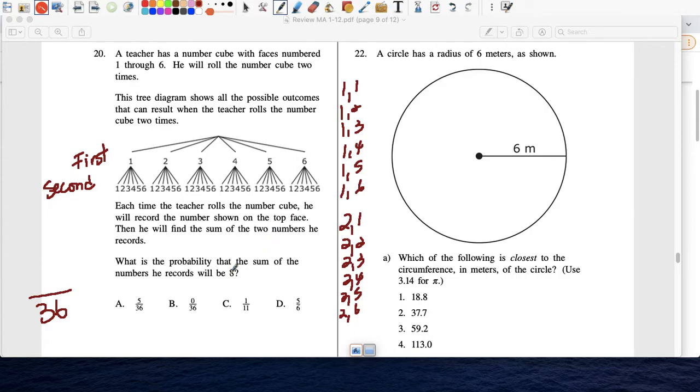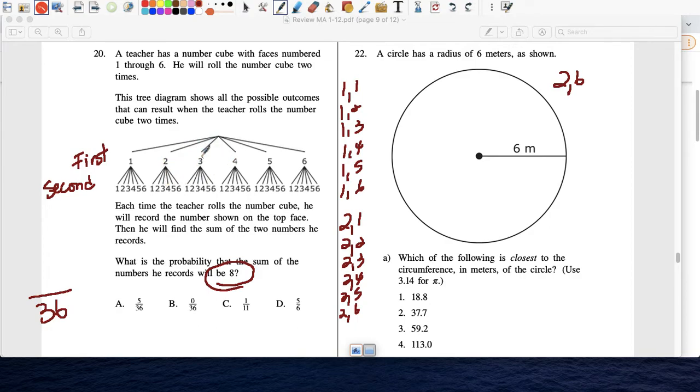So out of those, how many will give me the sum of 8? Well, if I roll a 1, I can't get an 8 no matter what I roll on the second die. If I roll a 2, what can I roll on the second die to give me an 8? Well, I can get a 2 and 6. So 2 and 6 will give me 8, right? 2 and 5 will not, 2 and 4 will not, so 2 and 6 is the only one.